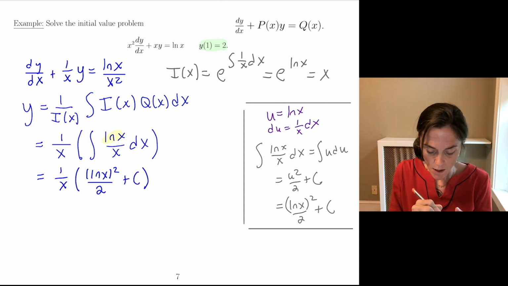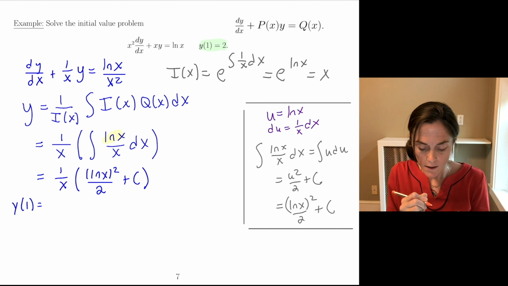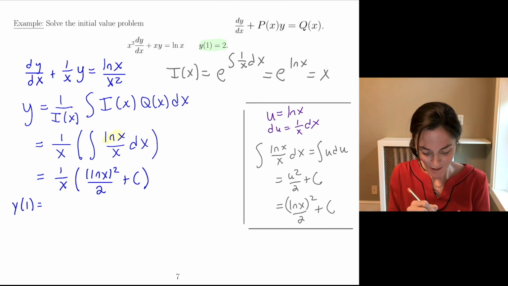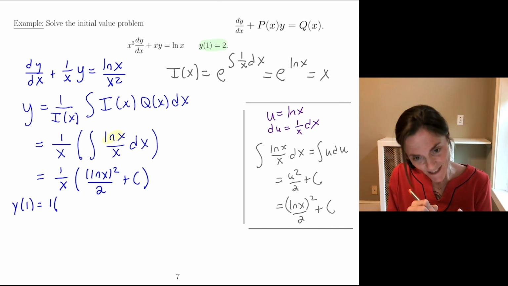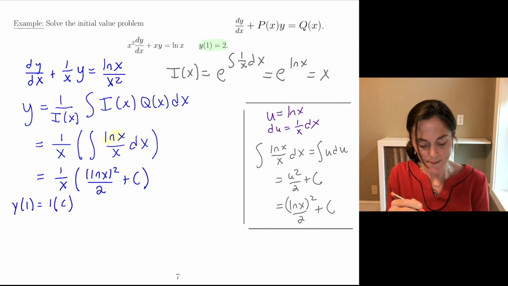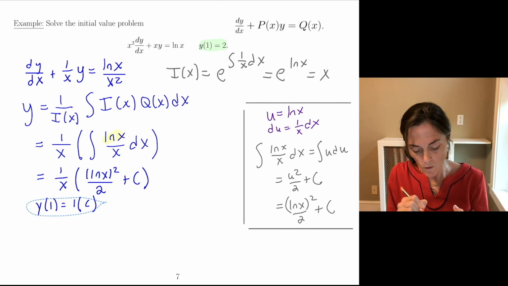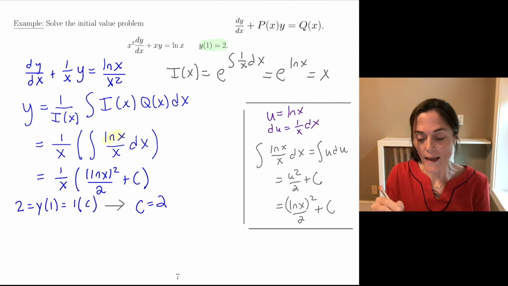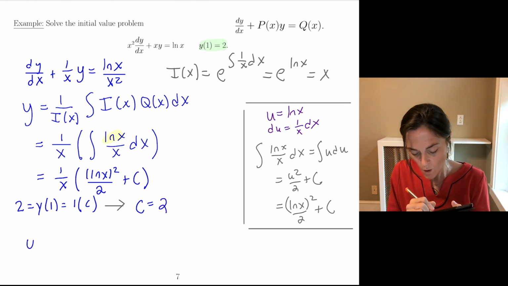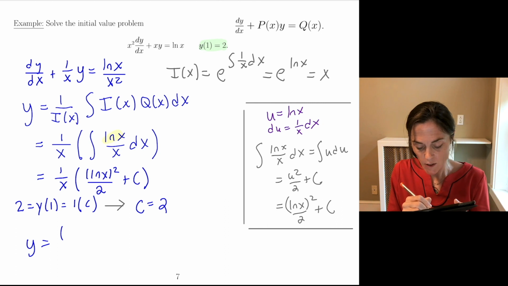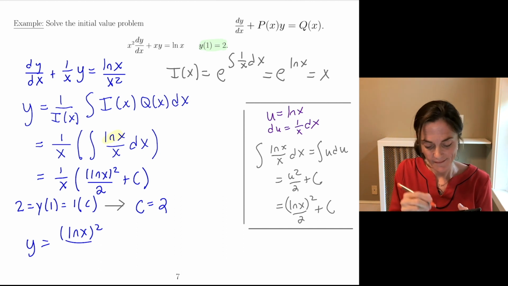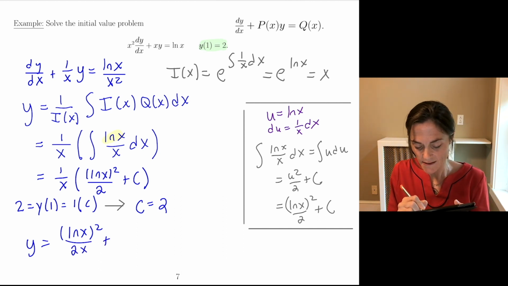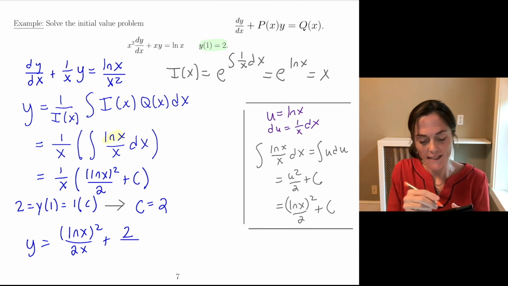So let's evaluate y of 1. Well, we have 1 over 1, okay? The natural log of 1 is 0. So we just have 1 times c. And this is supposed to equal 2. We can see here my constant is 2. Now I can write my final answer. We have y. This will be ln x squared divided by 2x plus 2 over x. This is my particular solution.